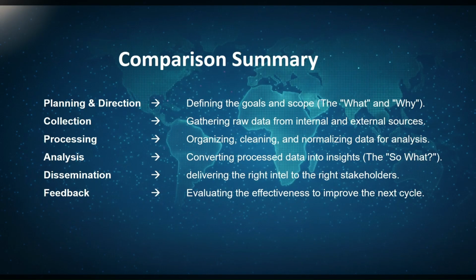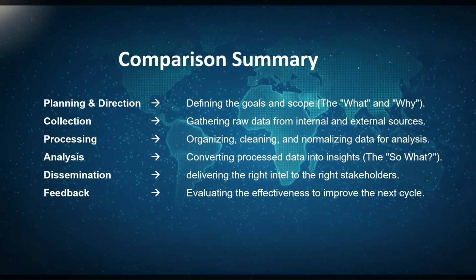Okay, let's come to the conclusion. Here I'm going to do a comparison summary. As I told, planning and direction defines the goal and scope, why and what. Then in the collection phase, we gather raw data from internal and external sources. In processing, we organize, clean, and normalize data for analysis. It is just reducing noise from the collected data and organizing the required data only.